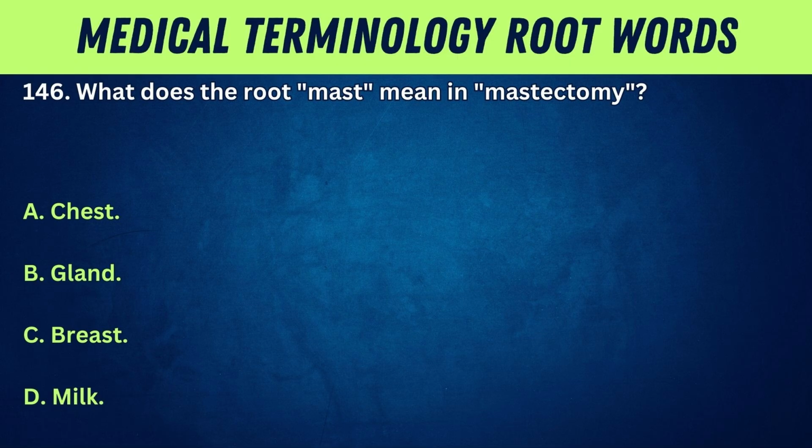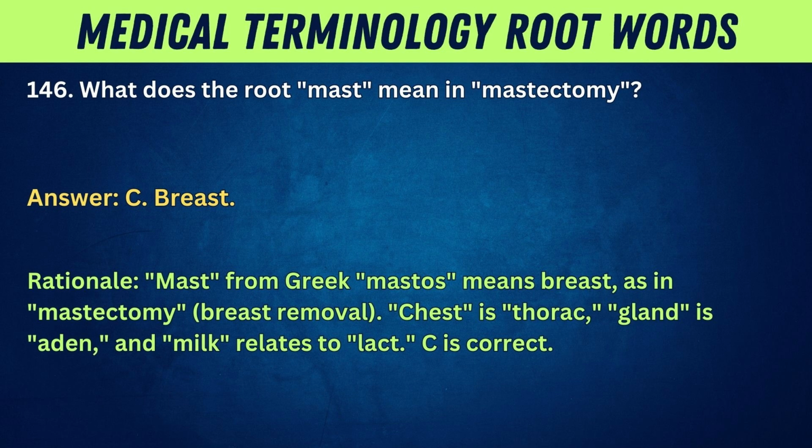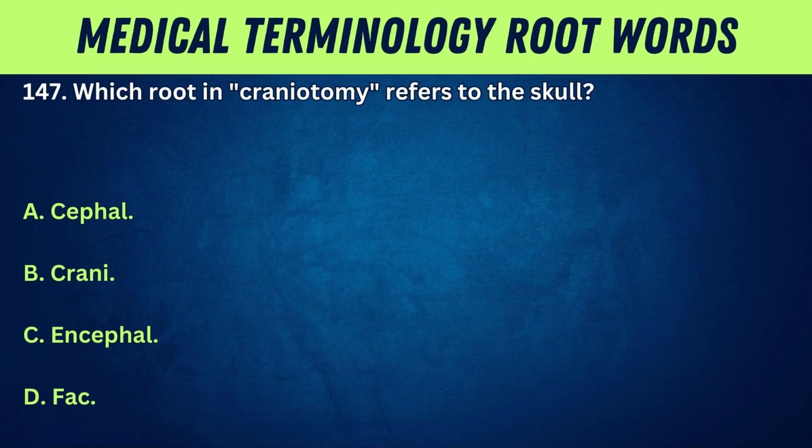146. What does the root mast mean in mastectomy? A. Chest. B. Gland. C. Breast. D. Milk. Answer: C. Breast. Rationale: mast from Greek mastos means breast, as in mastectomy, breast removal. Chest is thorax, gland is aden, and milk relates to lact. C is correct.